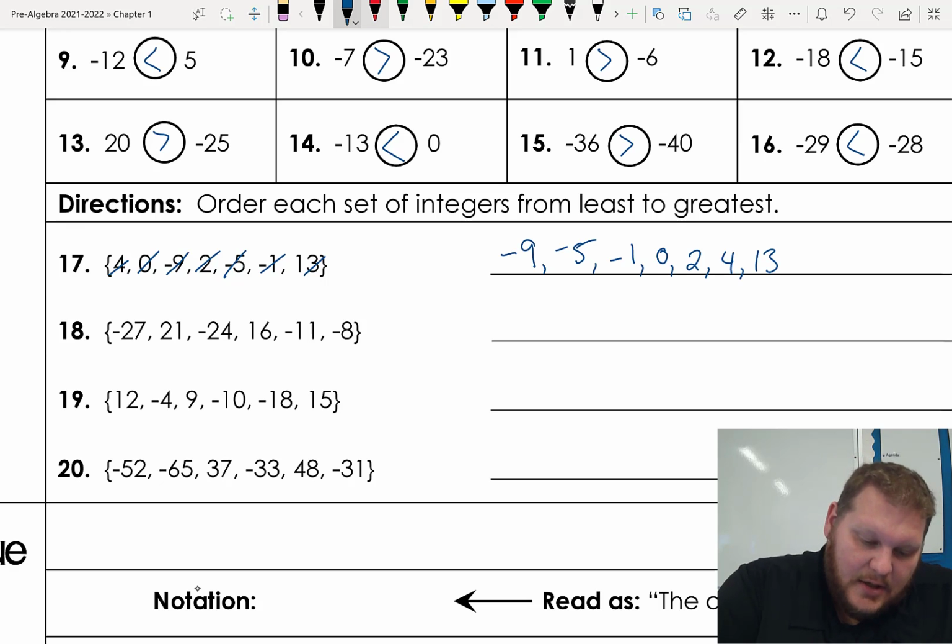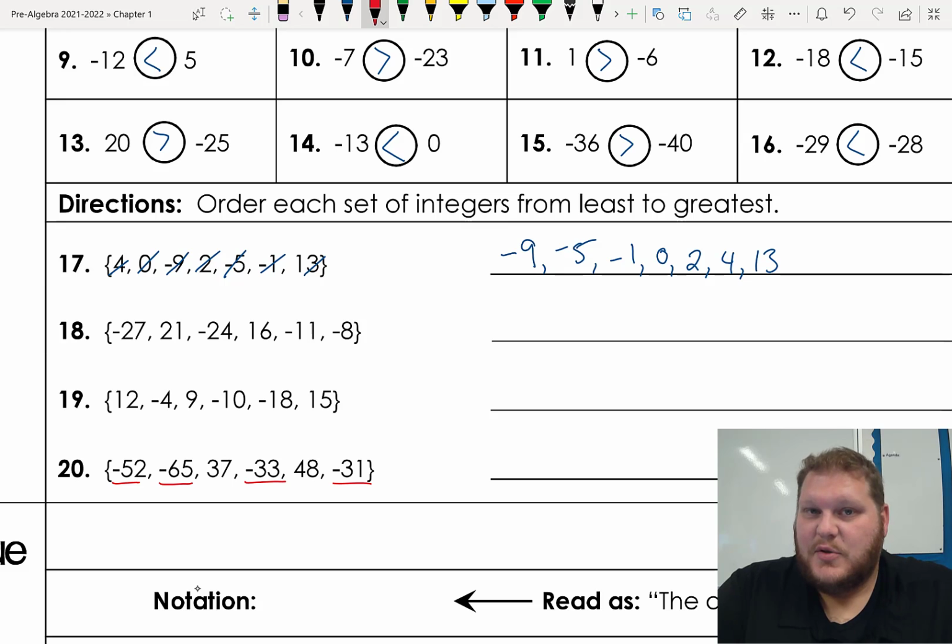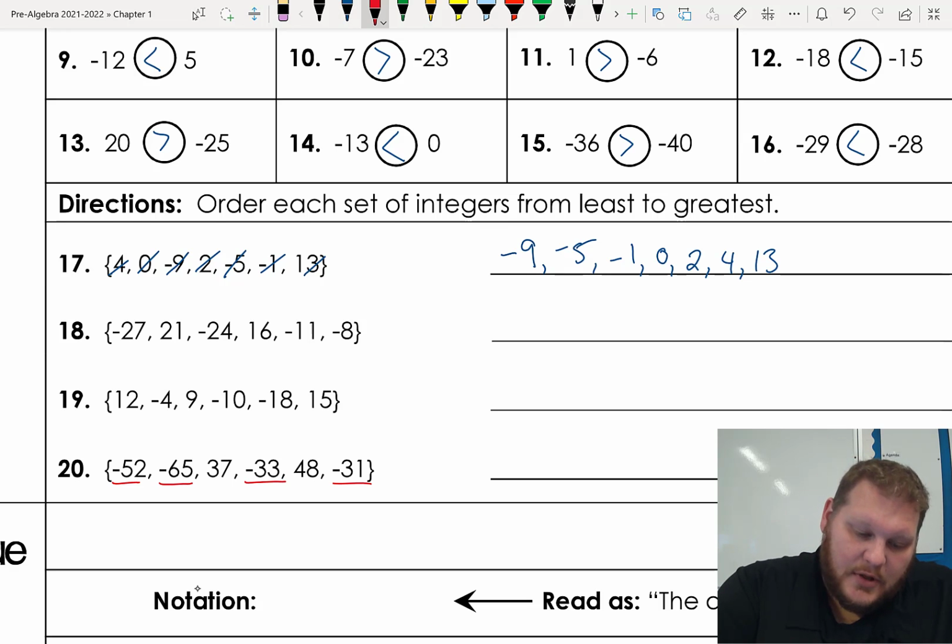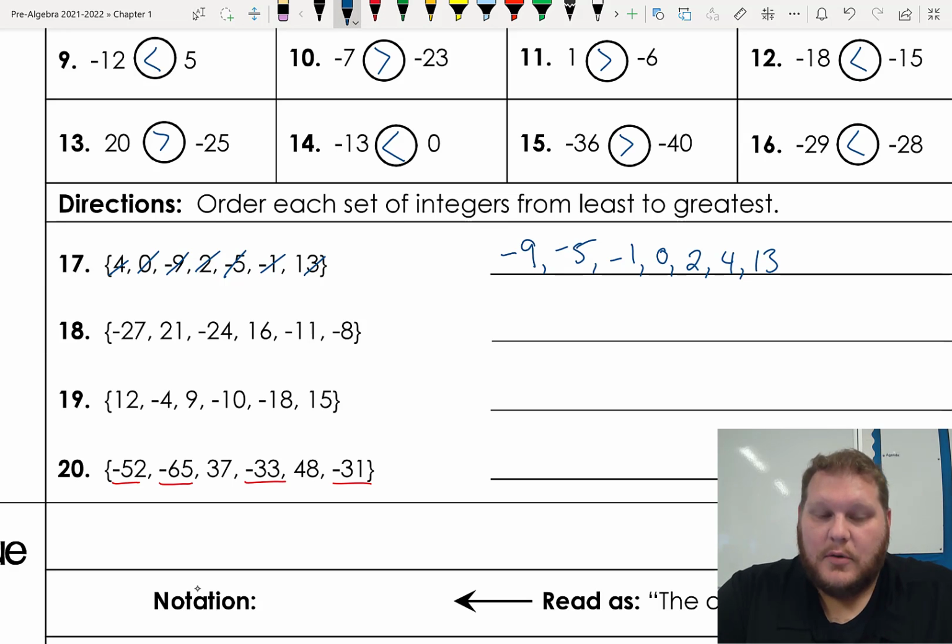So in this case, maybe another strategy you could do, if you want to start with the negatives, you can always underline all of your negative numbers so that it's easier to see which ones you're dealing with, since we're going to be putting it in least to greatest order. So I'm looking for that biggest negative number. That would be my furthest to the left on the number line. So in this case, negative 65 is my first one.